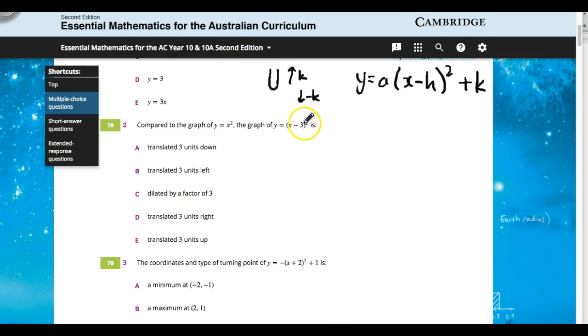So for this one here, just identify your values of a, h, and k. So there's no number there, well, the number there is 1. So it hasn't changed, the dilation factor. h is equal to 3 and k is 0. So basically it hasn't been shifted up or down, it's only moved to the side. Now remember, this negative we ignore, we just look at the h. Okay, so that negative is always there. So it means it's moved to the right 3. So translated 3 units right. So your answer is D.